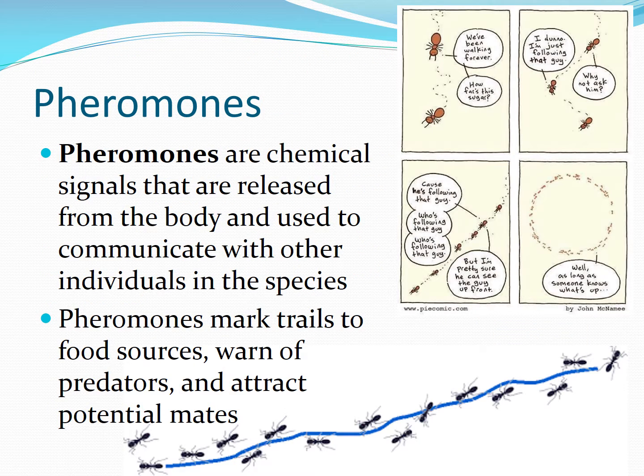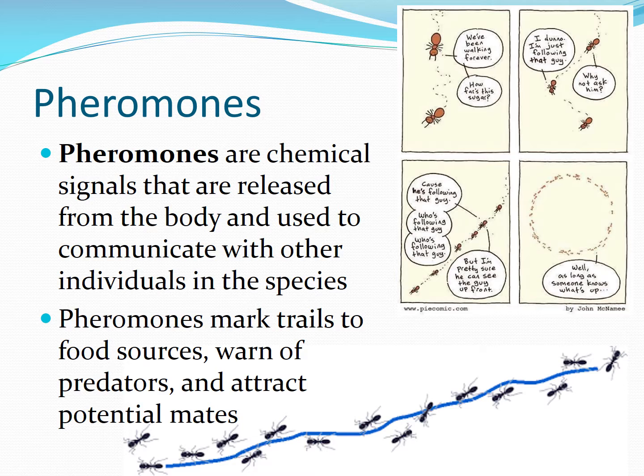And of course, one of my favorites, pheromones. These are chemical signals that are released from the body, and they're used to communicate with other individuals within the species. We've seen this before with ants. The reason why ants walk in a straight line is because they're following a pheromone trail. So if you wanted to get rid of ants, all you have to do is break the trail, and all of the ants will scatter, and they won't really know which way to go to get to the food or which way to go to get back to the hive. So it marks trails to food sources.